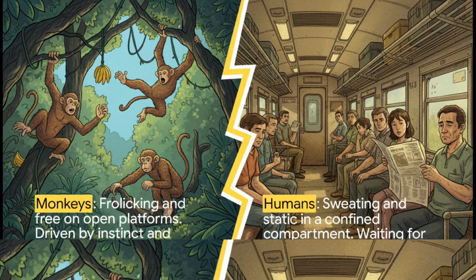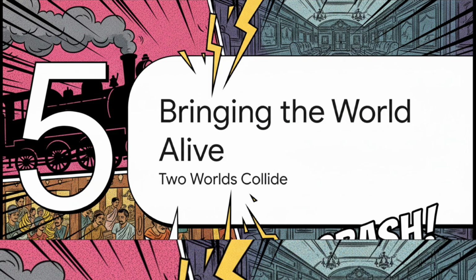The author has basically put these 2 totally opposite worlds, these 2 opposing forces, side by side on the exact same train platform. So how does he bring it all together? How does he weave these layers into something alive? Well, he creates this incredible tension just by letting these 2 completely different worlds exist right next to each other, with nothing but a pane of glass in between.